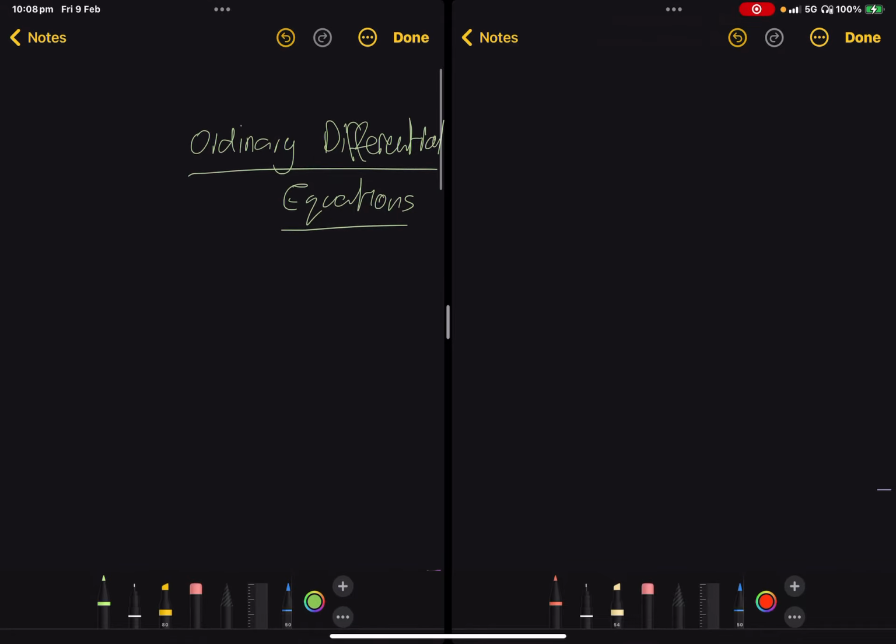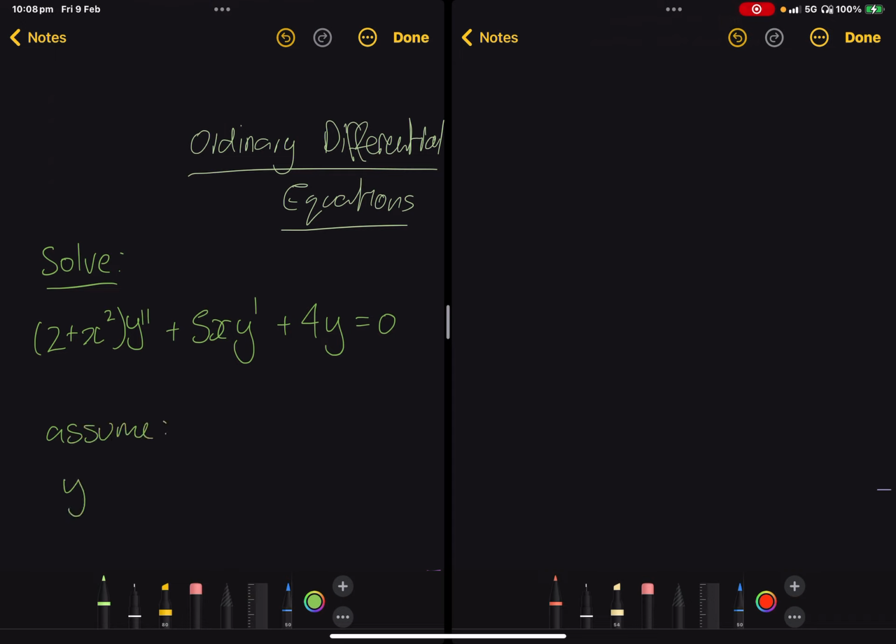Okay, so we're going to have a look at another question from the topic of ordinary differential equations. This question, we are told to solve (2 + x²)y'' + 5xy' + 4y = 0. And we are told to assume that y = the sum from n = 0 up to infinity of aₙxⁿ is a solution. So essentially the question is telling us to do this using series. So that's what we're going to do.